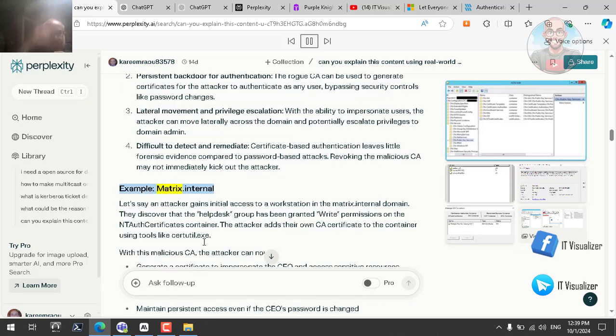Example, matrix.internal. Let's say an attacker gains initial access to a workstation in the matrix.internal domain. They discover that the help desk group has been granted write permissions on the NTAuth certificates container. The attacker adds their own CA certificate to the container using tools like certutil.exe.